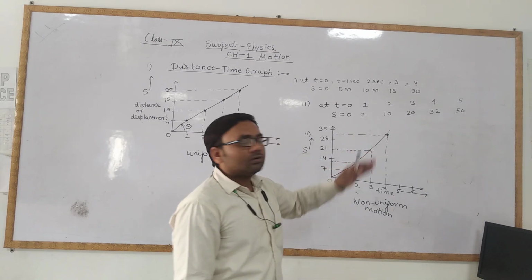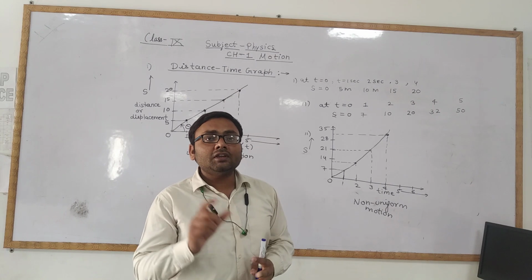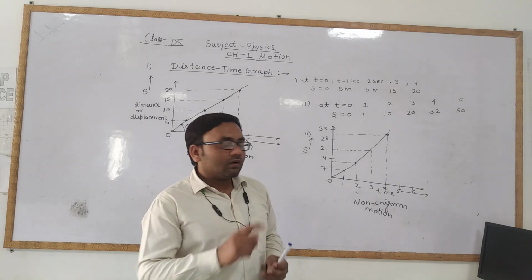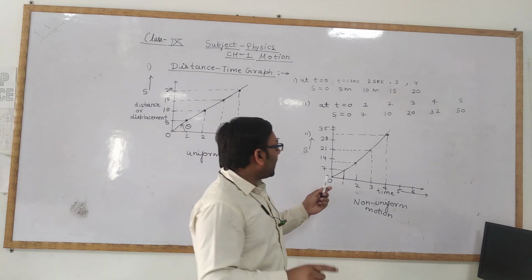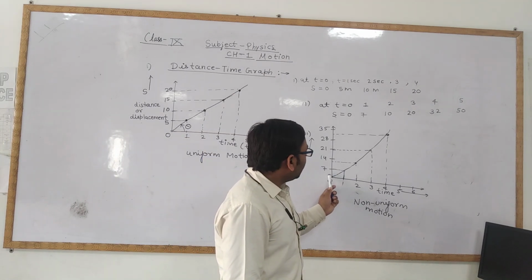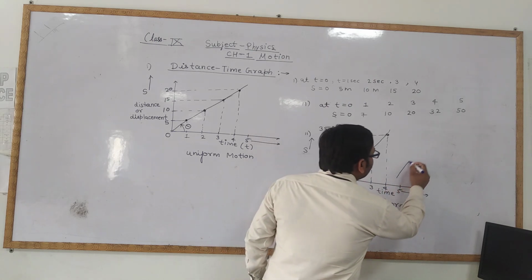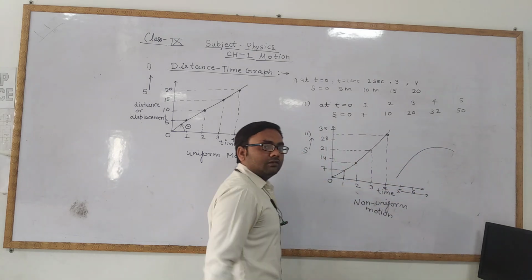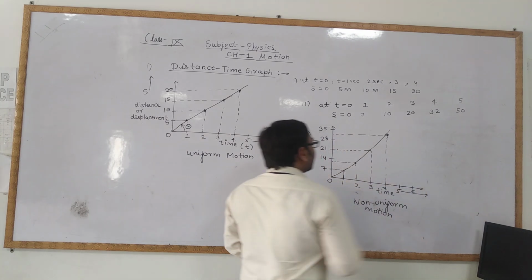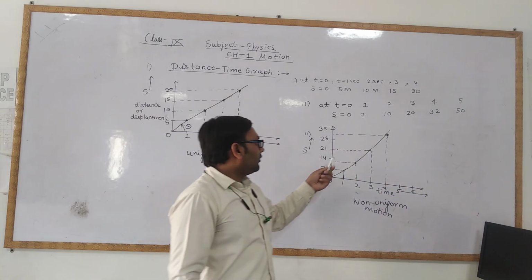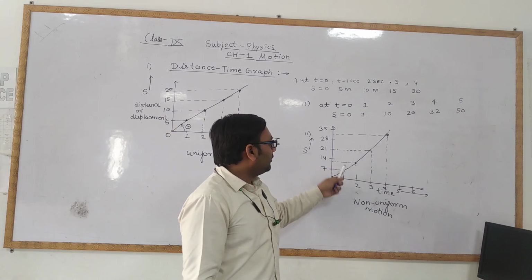If the displacement or the distance covered by the object in non-uniform motion in each second is decreasing, okay, if the distance traveled by the object is decreasing with time, then we will get this curve that is not rising upward, that will go downward, like this. And you will get this type of graph. So this is the graph that we get for an object that is moving non-uniformly. So we get a curve.